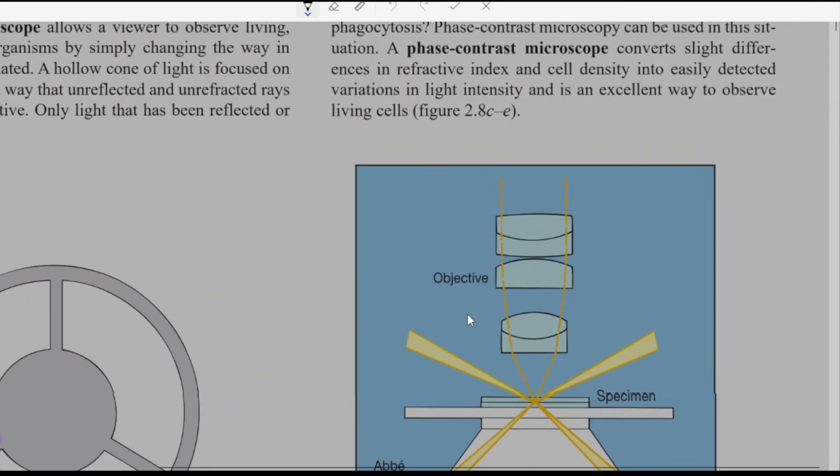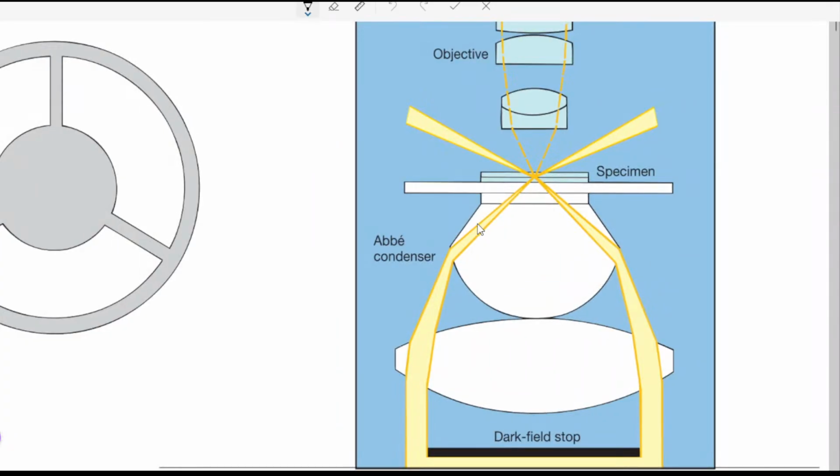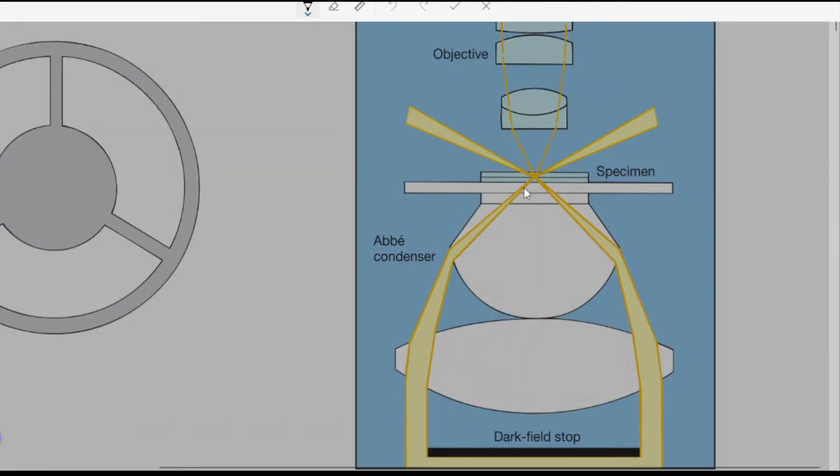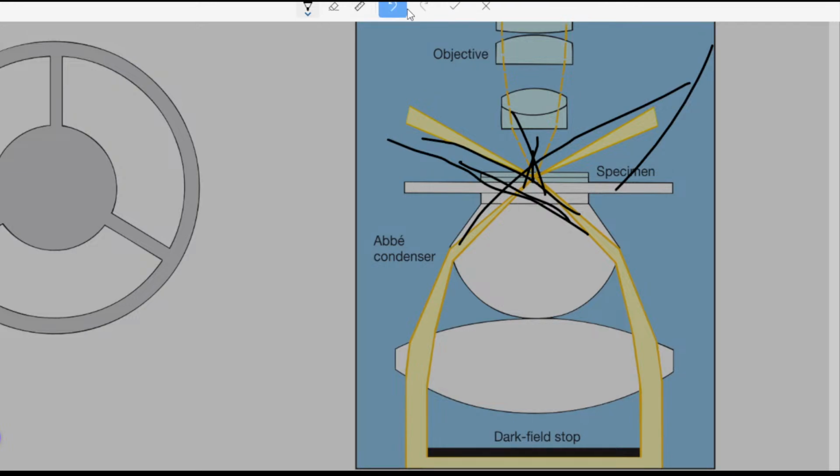Here, look at this. Usually the light should go like this, right? There is a specimen. But in this case the light has gone in that way and in that way, like, oh my god, stop my drawing. Yeah, so it hasn't passed through the specimen, so it's neither reflected nor refracted. It just went through and passed through for no reason.